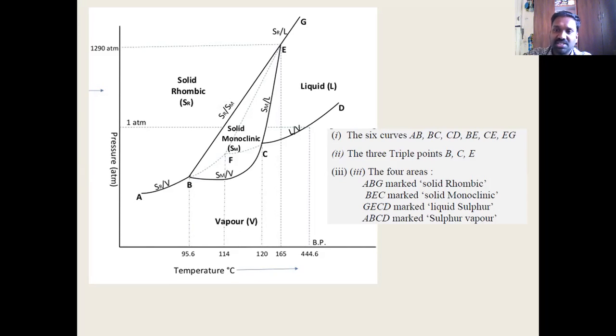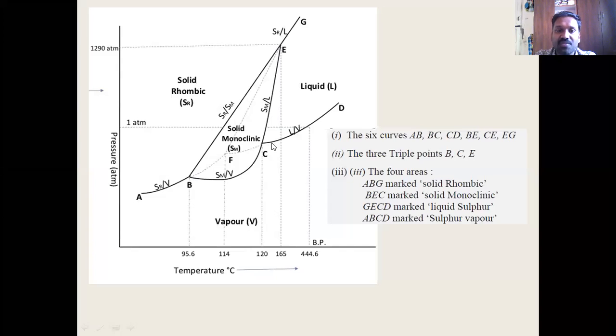What is the usual transition pattern? A solid becomes liquid and then liquid becomes vapor as you heat it. But sublimation is direct conversion of solid into vapor. And what is CD? This is the CD curve, where liquid is converting into vapor. It is nothing but the boiling curve or the vapor pressure curve of liquid sulfur. Boiling curve is also called vapor pressure curve. The vapor pressure curve of liquid sulfur is CD. Now, okay, AB, BC, CD.